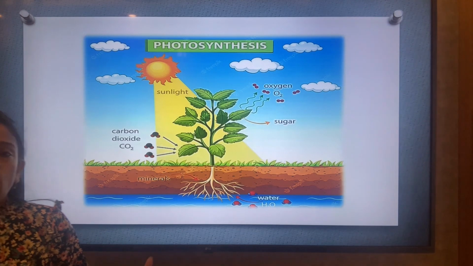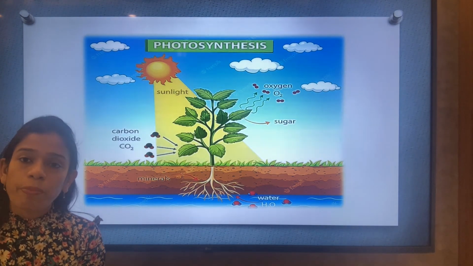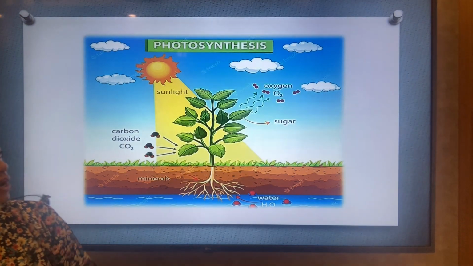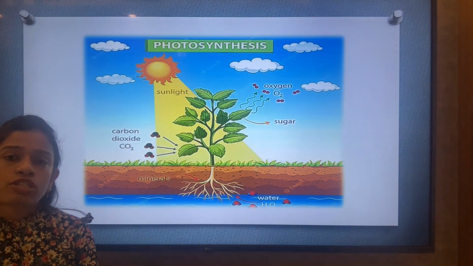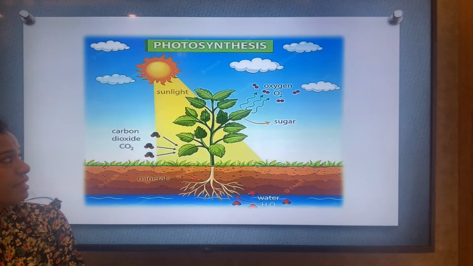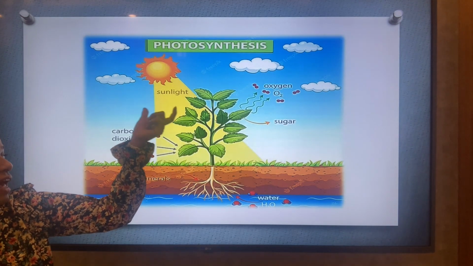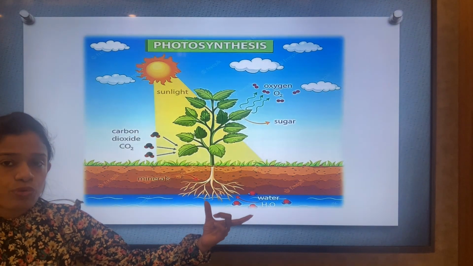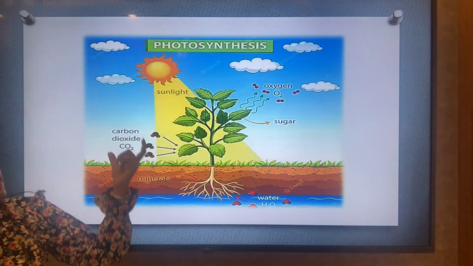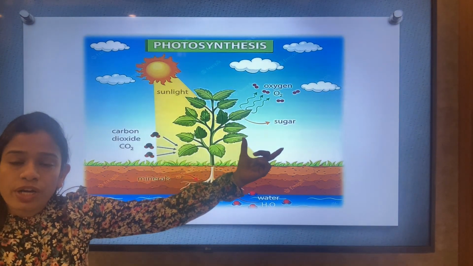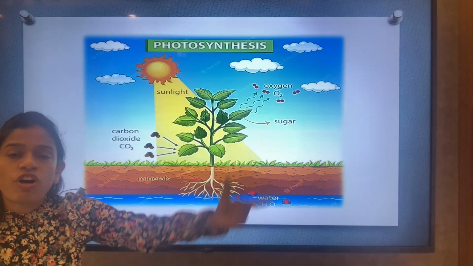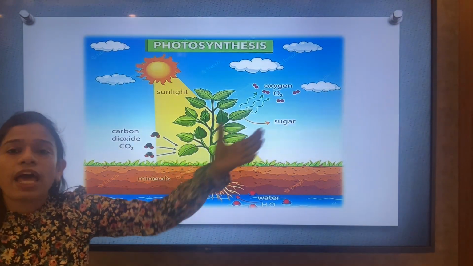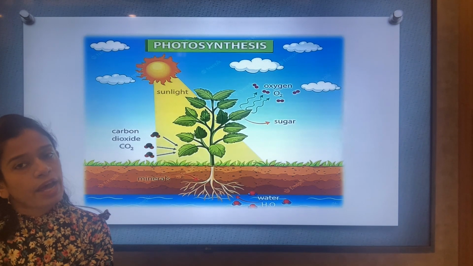So coming on to the autotrophs, that is the plants which prepare their own food, and the process through which they prepare their own food is known as photosynthesis. So photosynthesis, how does it happen? In the presence of sunlight, carbon dioxide, water and minerals from the roots, they produce sugar or glucose in the form of C6H12O6 and give out oxygen and water into the atmosphere.